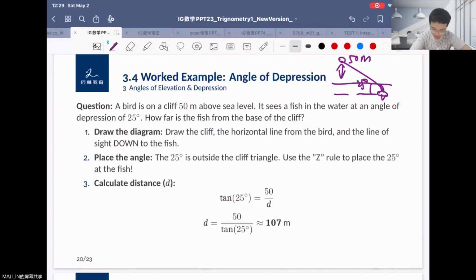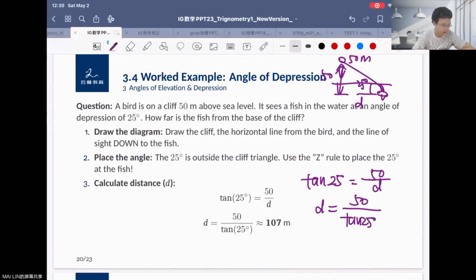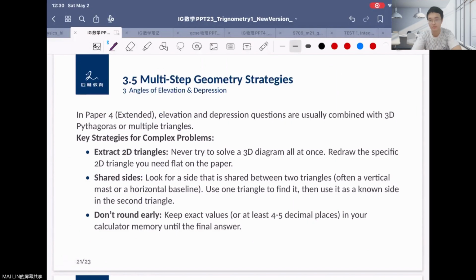We can set the height as 50 meters, and the distance as d. Using trigonometry, tan 25 degrees equals the height 50 over the distance, so tan 25 degrees equals 50 over d. Then d equals 50 over tan 25 degrees. After calculating, it is about 107 meters. That is the distance from the bird to the fish. So you can find that we have the strategy.